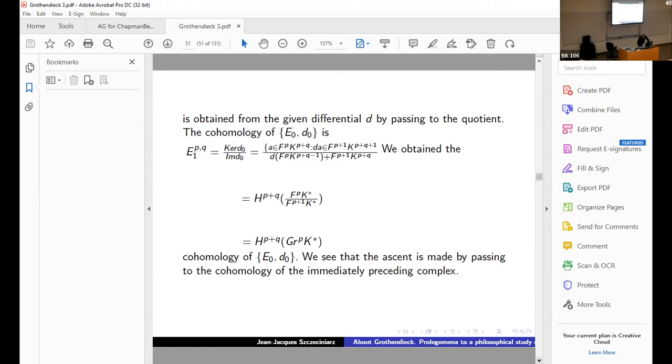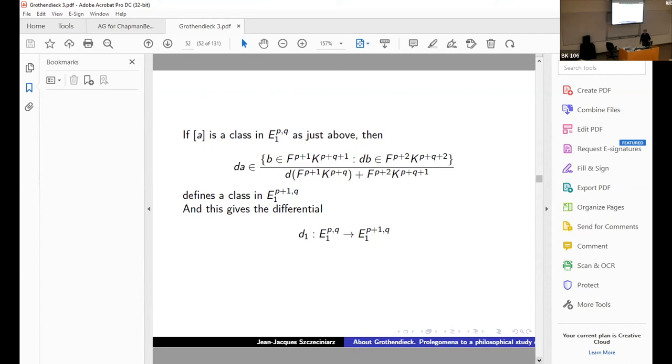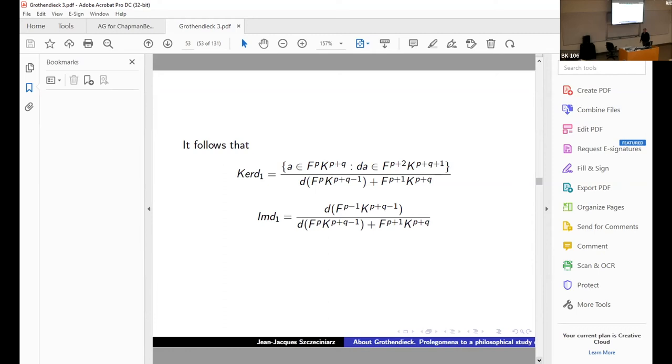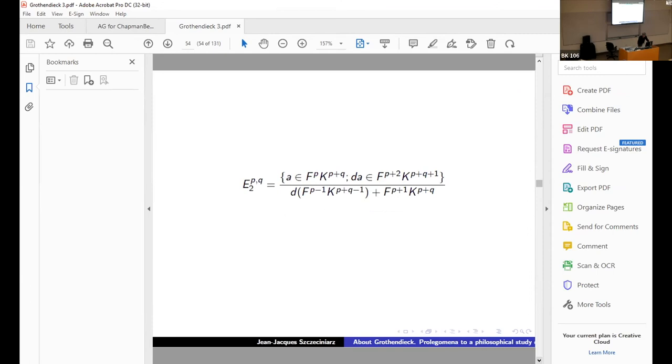So, with a class in E_1^{p,q} as usual, then we have d_r. The definition of this d_r, defining a class in E_1^{p+1,q}, gives the differential d_1. Well, the definition here is the differential d_1 from p to p+1. It follows that you have the kernel of d_1 and the image of d_1 in this computation, not so very difficult. And you have the term E_2^{p,q}, so defined, with the classes in F^p K^{p+q}, such that they are in F^{p+2} K^{p+q+1}, over F^{p-1} K^{p+q-1} plus F^{p+1} K^{p+q}.